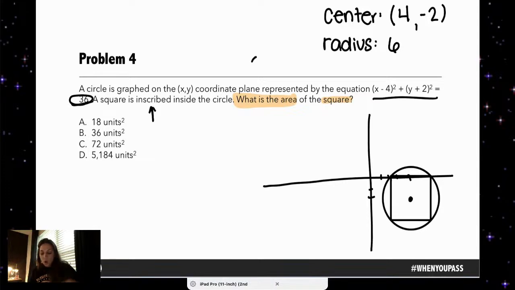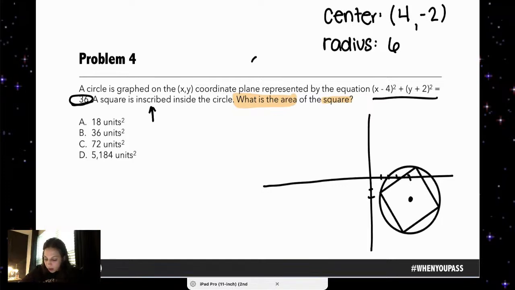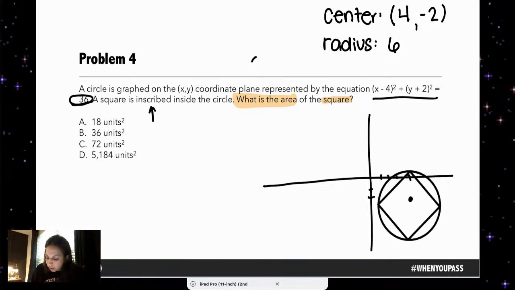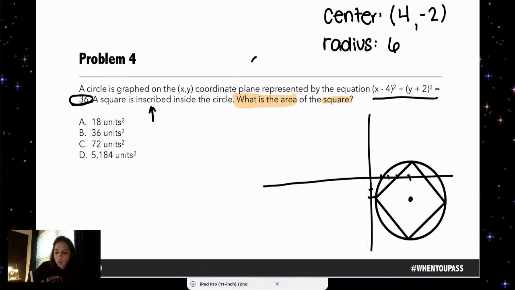So they want to know what the area of the square is. Now, they very easily could have inscribed that square differently. They could have inscribed the square like this, where counting would not be plausible, right? So let's pretend the square is drawn like this. What do I know about my radius? My radius goes from the center to the outside, center to the outside.